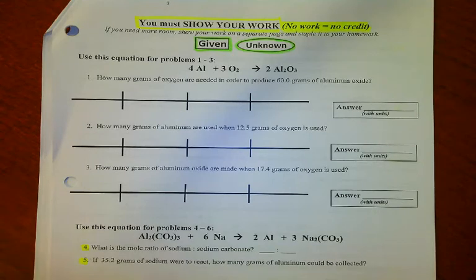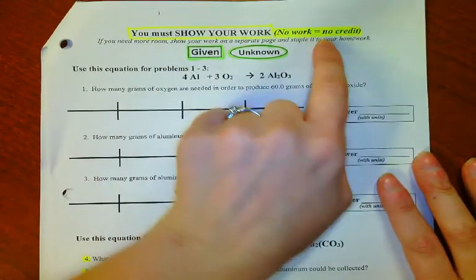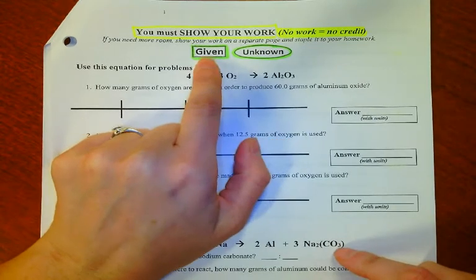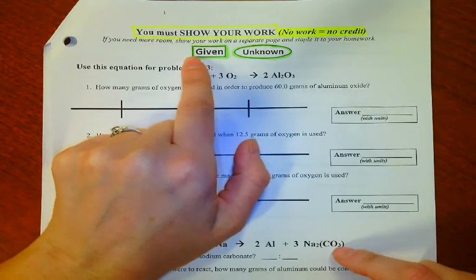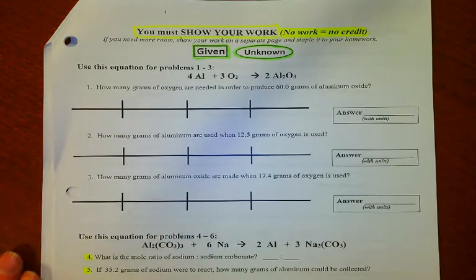Alright y'all, this is the Stoichiometry video tutorial. Today we are looking at pages 5 and 6 in your homework packets. So, as always with our class, you have to show your work. No work, no credit. And work starts by boxing in your given, your number, unit, and compound, and circling the unknown unit and compound. Okay?